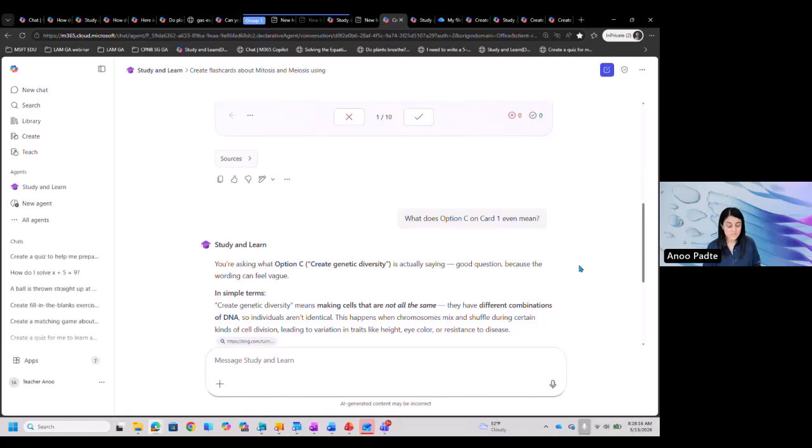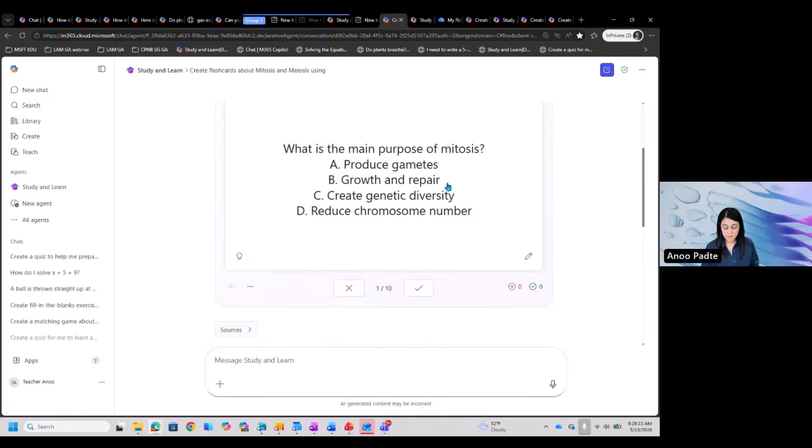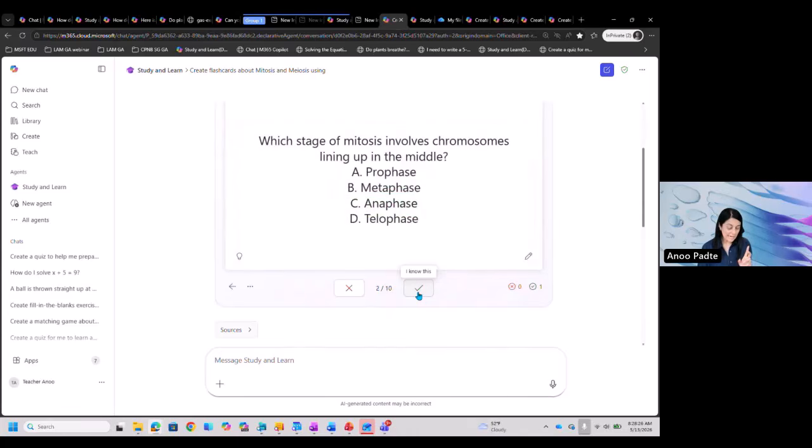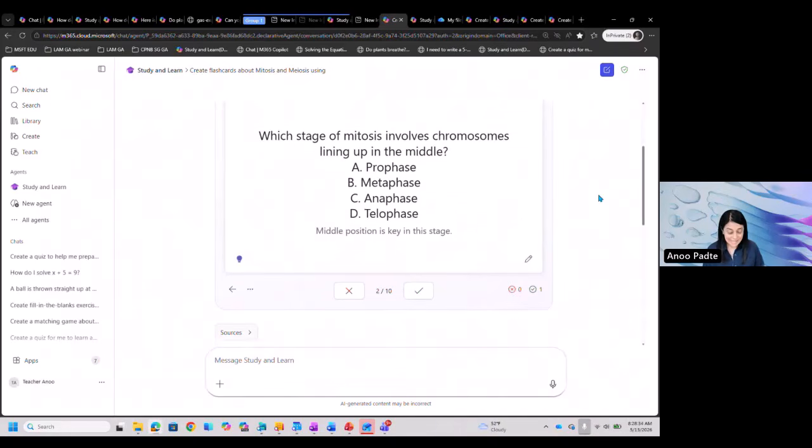So I can have a conversation with it, and for the most part, it stays pretty guardrailed. It still doesn't give you the answer. You can talk to it. And I go, oh, okay, this one's about growth and repair. That's right, I kind of know it. I should have probably marked it as, I don't know. And so on, and you can complete the whole flashcard set. You can ask for a hint if you want.